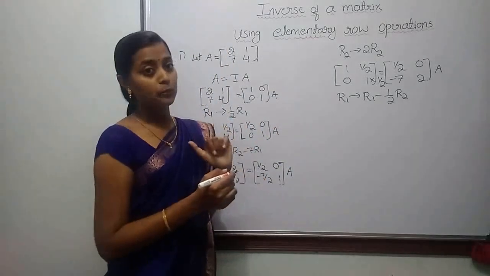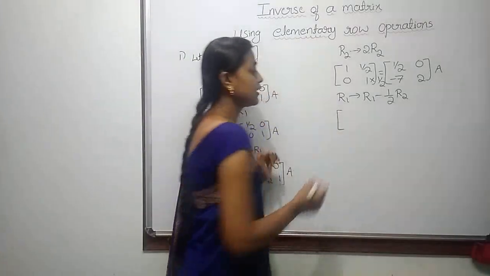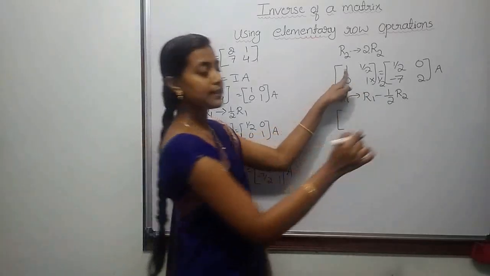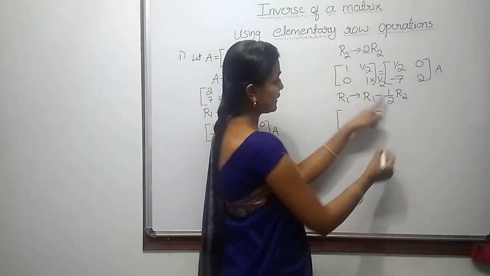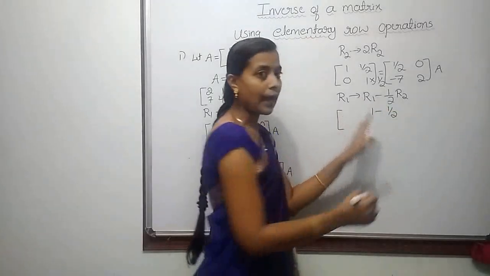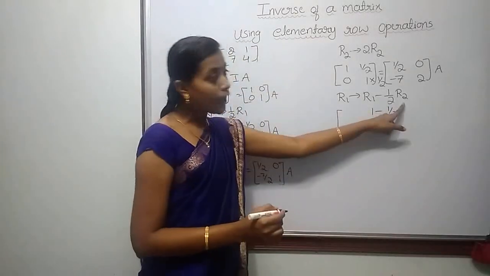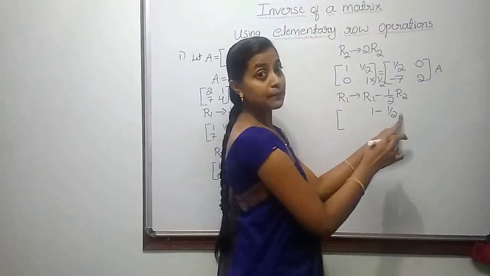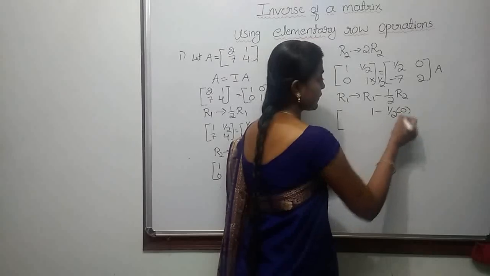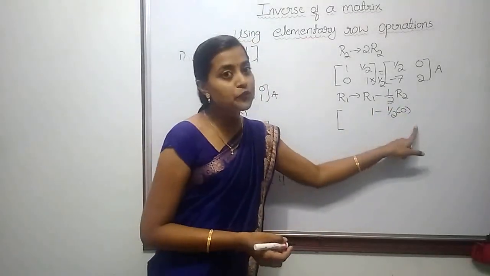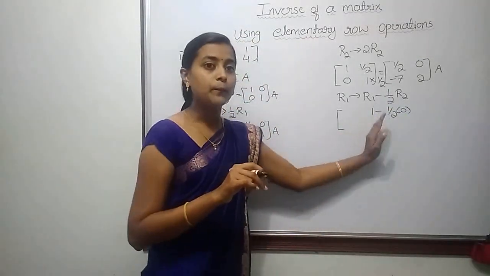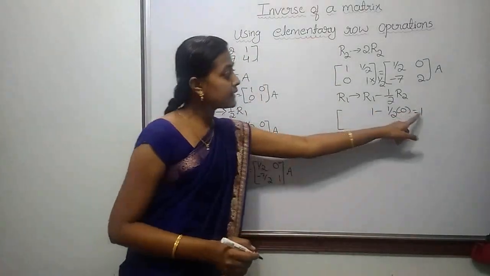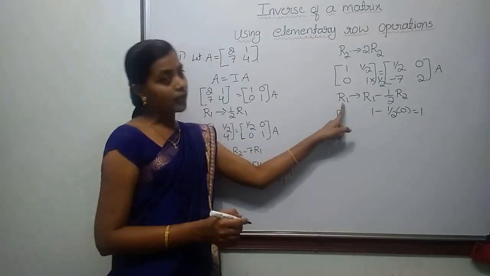R1 changes to R1 minus 1 by 2 R2. Let us apply this operation. First term is R1. First element of R1 is 1 minus this 1 by 2 as it is into R2. First element of R2 is 0. I will multiply it here. 1 by 2 into 0 is 0. 1 minus 0 is 1.